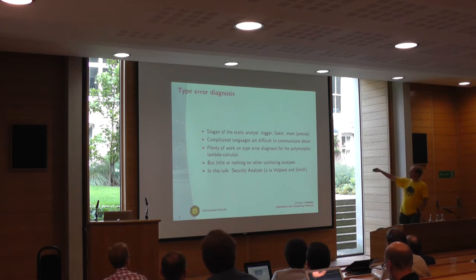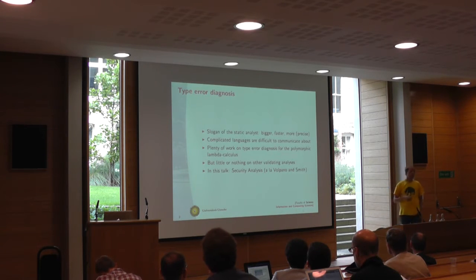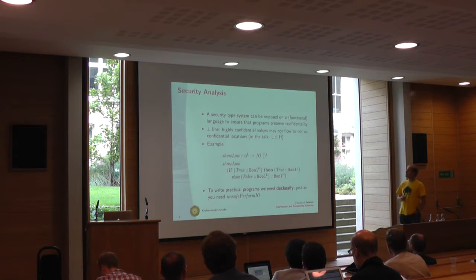But most of that is restricted to the polymorphic lambda calculus. Yeah, so there's a whole history of that. Surprisingly enough, for other validating analyses like Kennedy's dimension analysis or the security analysis that I want to talk about today, there's been no work on improving type diagnosis in case inconsistencies show up. And as I will show you today, there are differences.